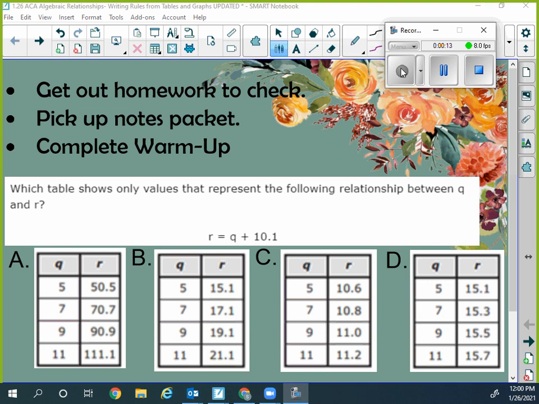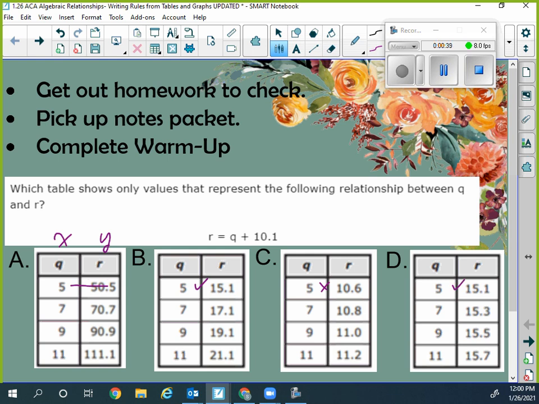So let's look. If we're doing Q, R equals, so this would be like our Y. Q, that's like our X every time, right? So we're going to take the Q plus 10.1. So right away, you can see that that's not adding, right? This looks like it's plus 10.1. What about this? That's like plus 5. And then this one, so that looks good so far.